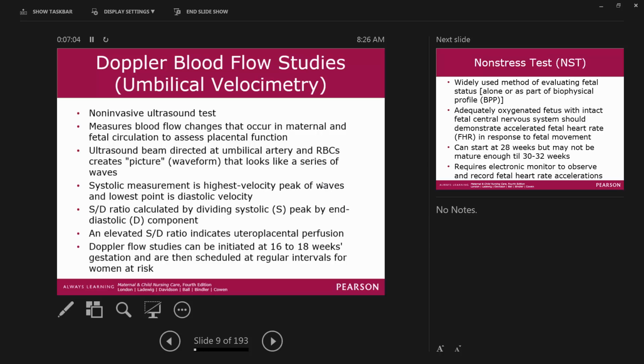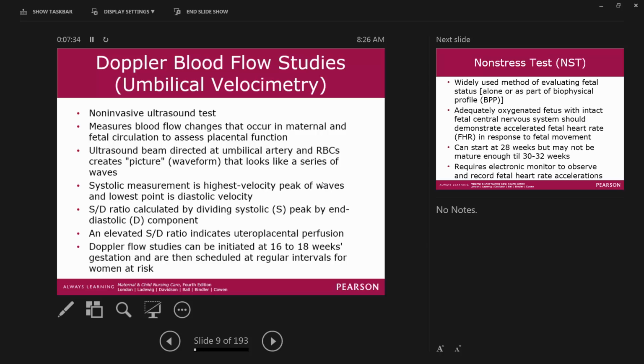So the normal value is generally less than 3 at term, okay? So anything above 3 at term is abnormal. They can do this test as early as 16 to 18 weeks, and then up to about 26 weeks, they want it to be 2.6 or below. And then as they get closer to term, they want it to stay below 3, okay?